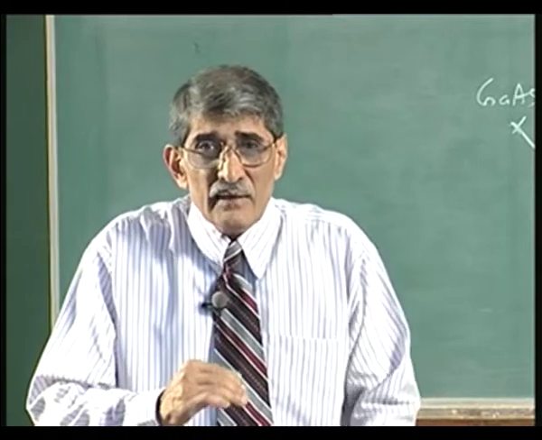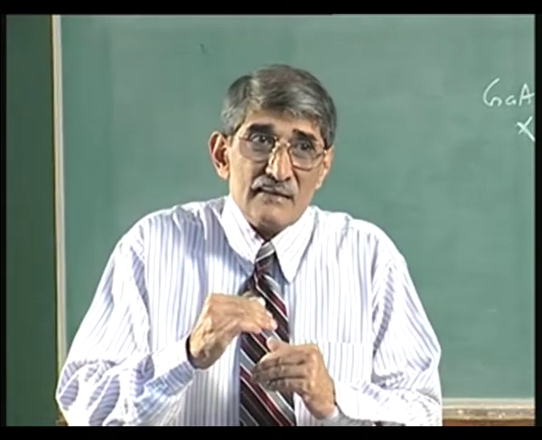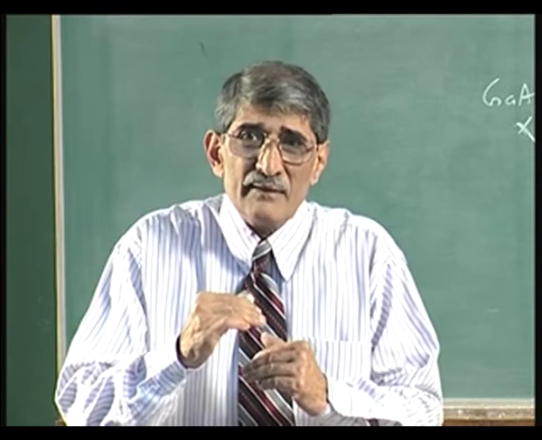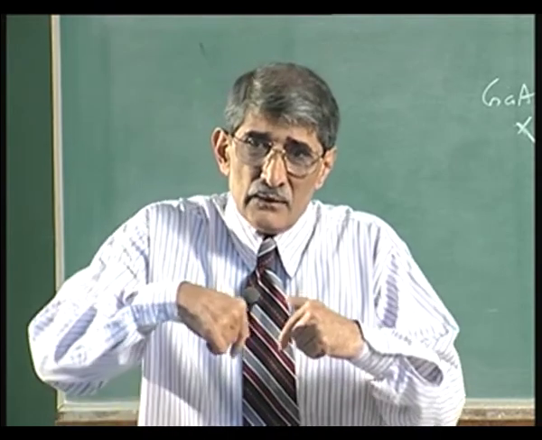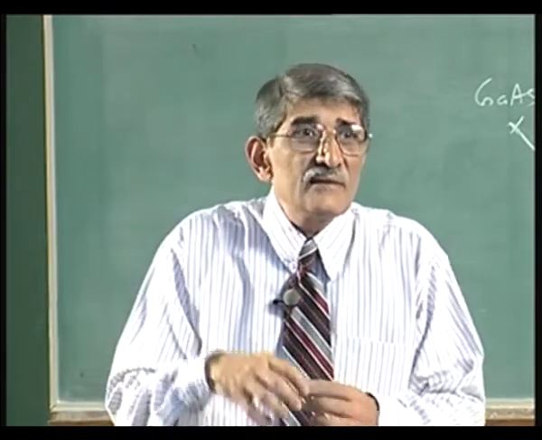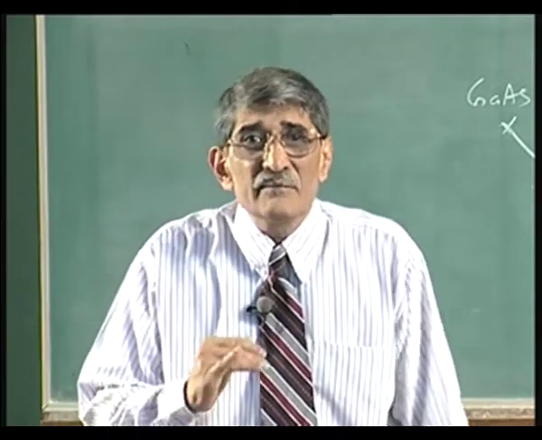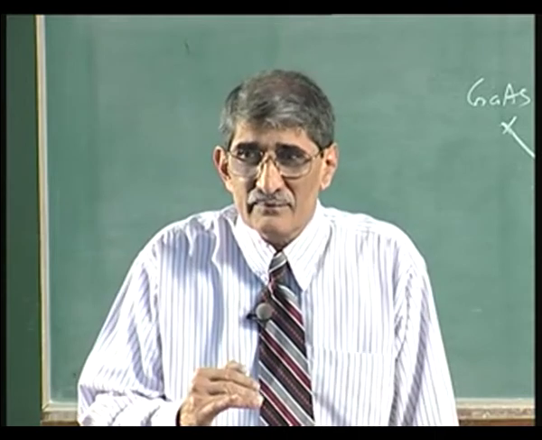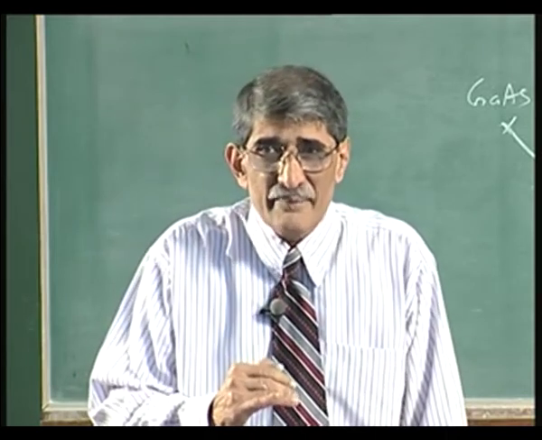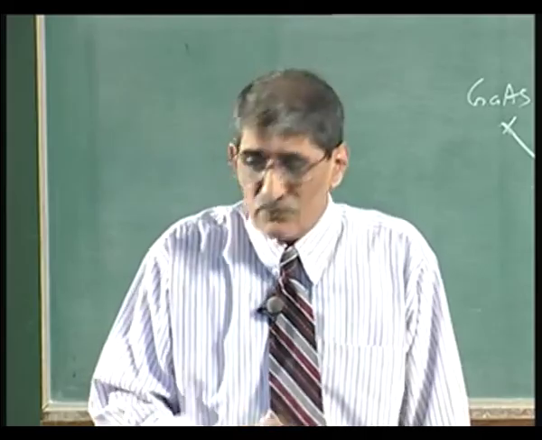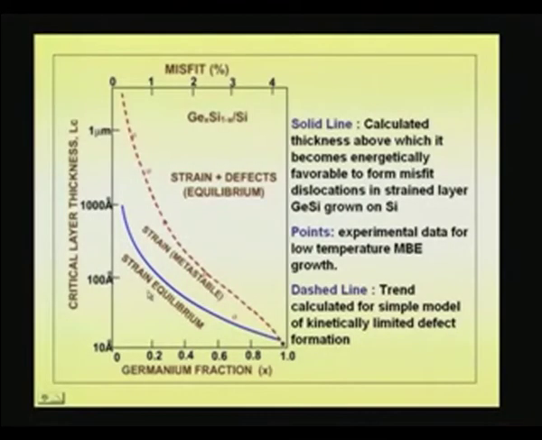Now, if you keep on growing, the stress keeps on building up. At a particular point, the bonds will break and you get defects. This we have discussed earlier, just recall that. So, there is a maximum layer thickness that you can tolerate which does not have defects, but is strained. The strained layer maximum thickness you can see here. This curve shows one of the theoretical calculations which has been made, strain equilibrium: just when the strain is in equilibrium, the maximum layer.